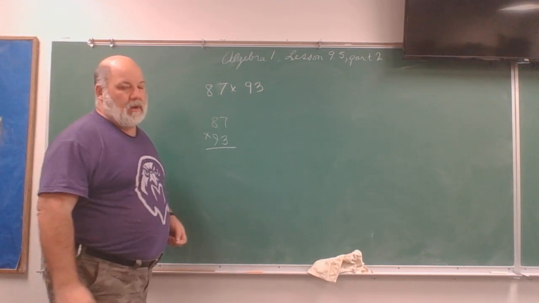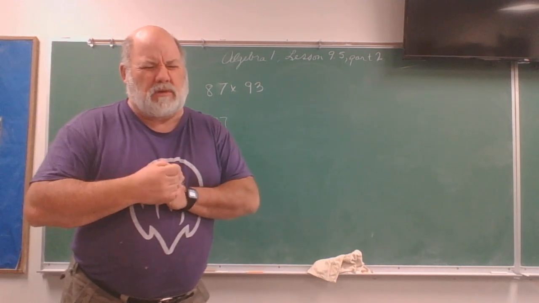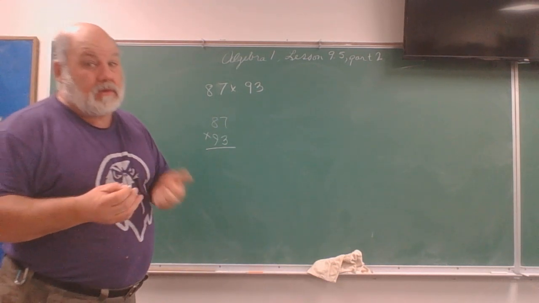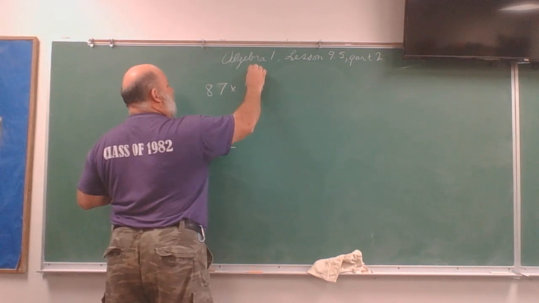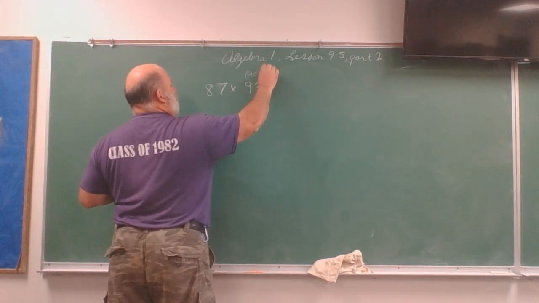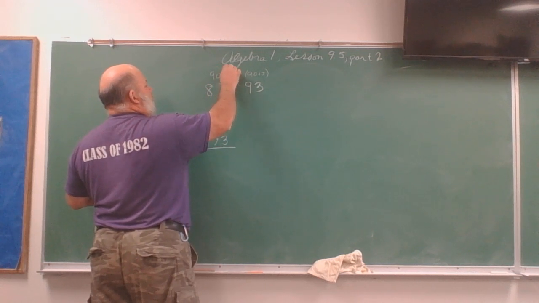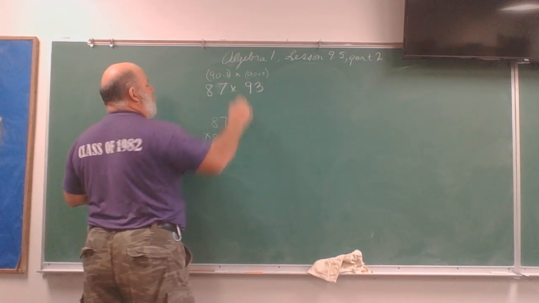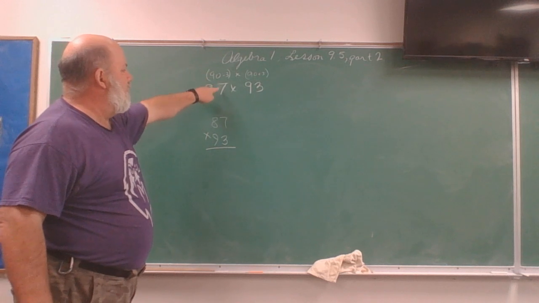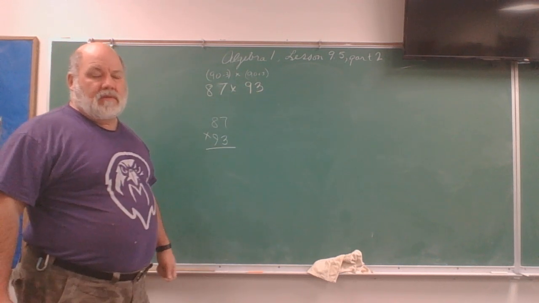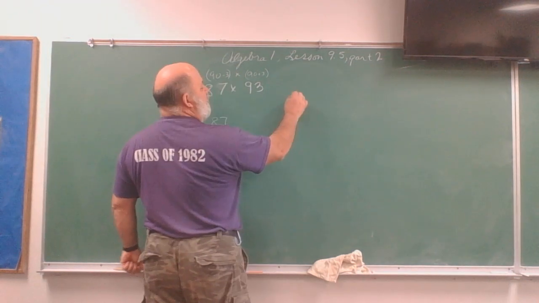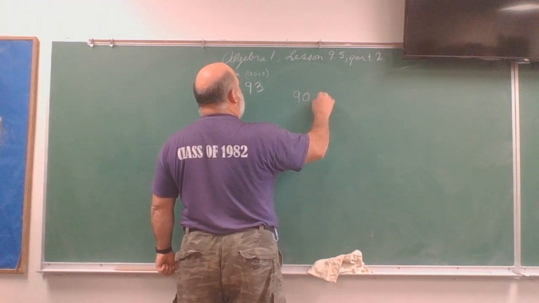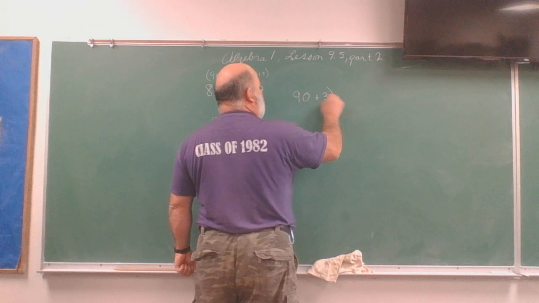What they want you to realize, and I don't know how useful this is, but hey, it's still good information. This is 90 plus 3, and this is 90 minus 3. And they're multiplying them together. 90 minus 3 is 87. 90 plus 3 is 93. Those are conjugates. And I'm going to put them in different order. I hope that doesn't mess anybody up, confuse you.